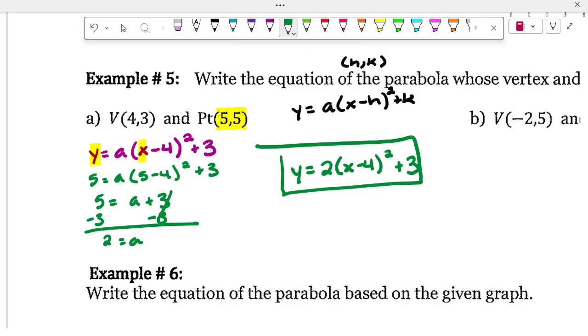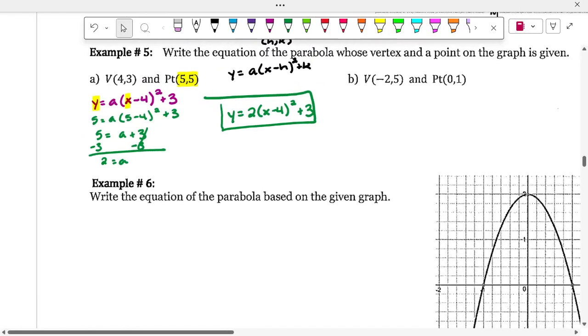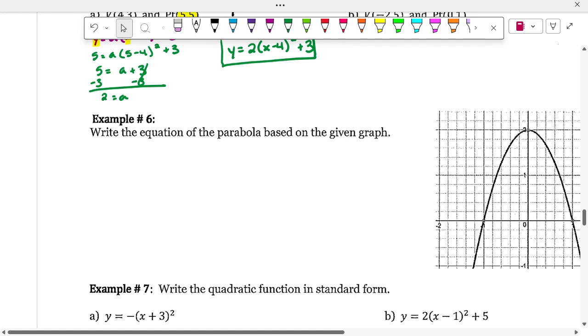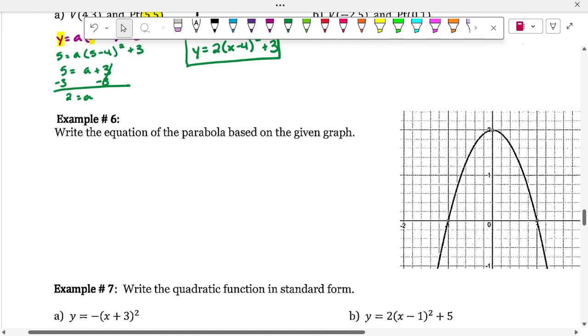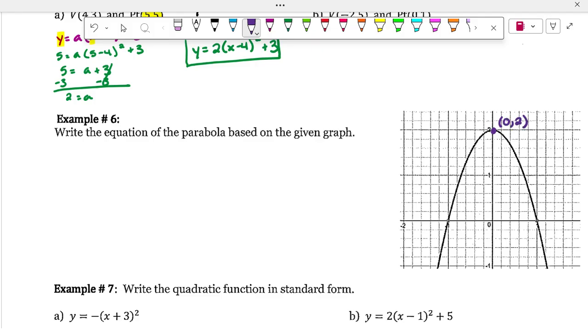But just for now, let's try another version. Let's look at example 6. It's still the same premise, but instead of them flat out giving us the vertex and a point, we have to pull them from a graph. So what is my vertex on this graph? (0, 2). Now, I want one happy point, meaning it lines up perfectly with 2 whole numbers on the graph.